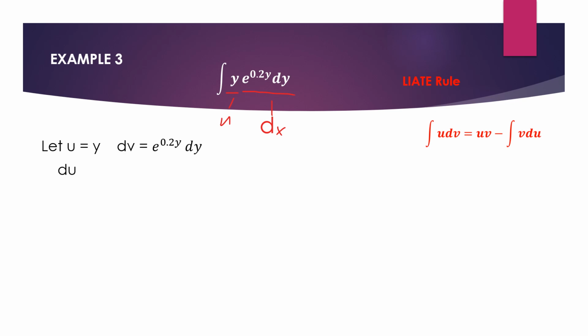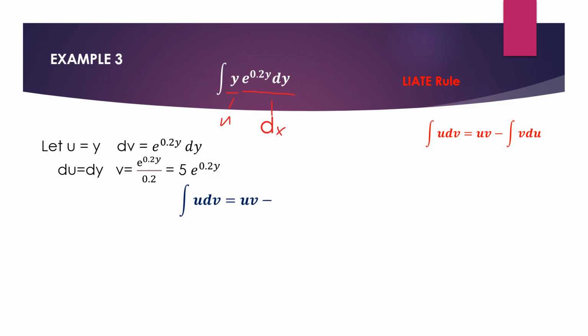Let's see another example. Integral y e to the power of 0.2y dy. Again, according to our LIATE rule, y is algebraic, and e to the power of 0.2y is the exponent. So here we will choose u be the y, and the rest part is the dv. So du equal to dy, and v equal to 5e to the power of 0.2y.